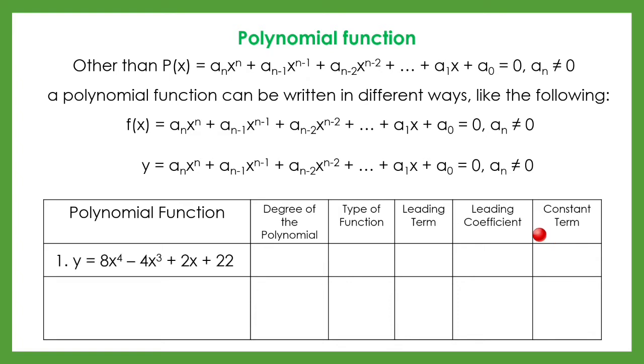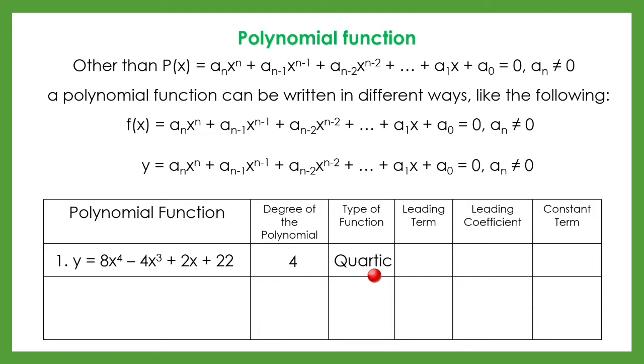So, number 1, the polynomial function is y equals 8x to the 4th power minus 4x cubed plus 2x plus 22. What is the degree of the polynomial? Yung highest power, that is 4. So, the degree of the polynomial is 4. And then, what type of function? Kung 4 ang degree, the type of function is quartic.